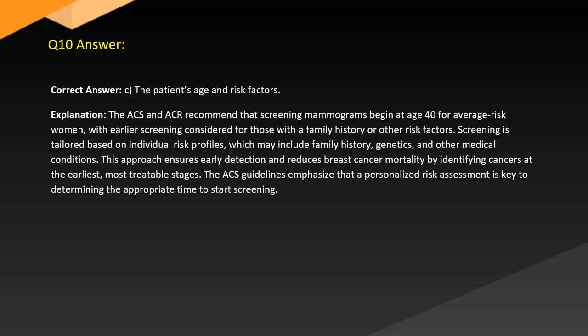Explanation. The ACS and ACR recommend that screening mammograms begin at age 40 for average-risk women, with earlier screening considered for those with family history or other risk factors. Screening is tailored based on individual risk profiles, which may include family history, genetics, and other medical conditions. This approach ensures early detection and reduces breast cancer mortality, identifying cancers at the earliest, most treatable stages. The ACS guidelines emphasize that personalized risk assessment is key to determining the appropriate time to start screening.